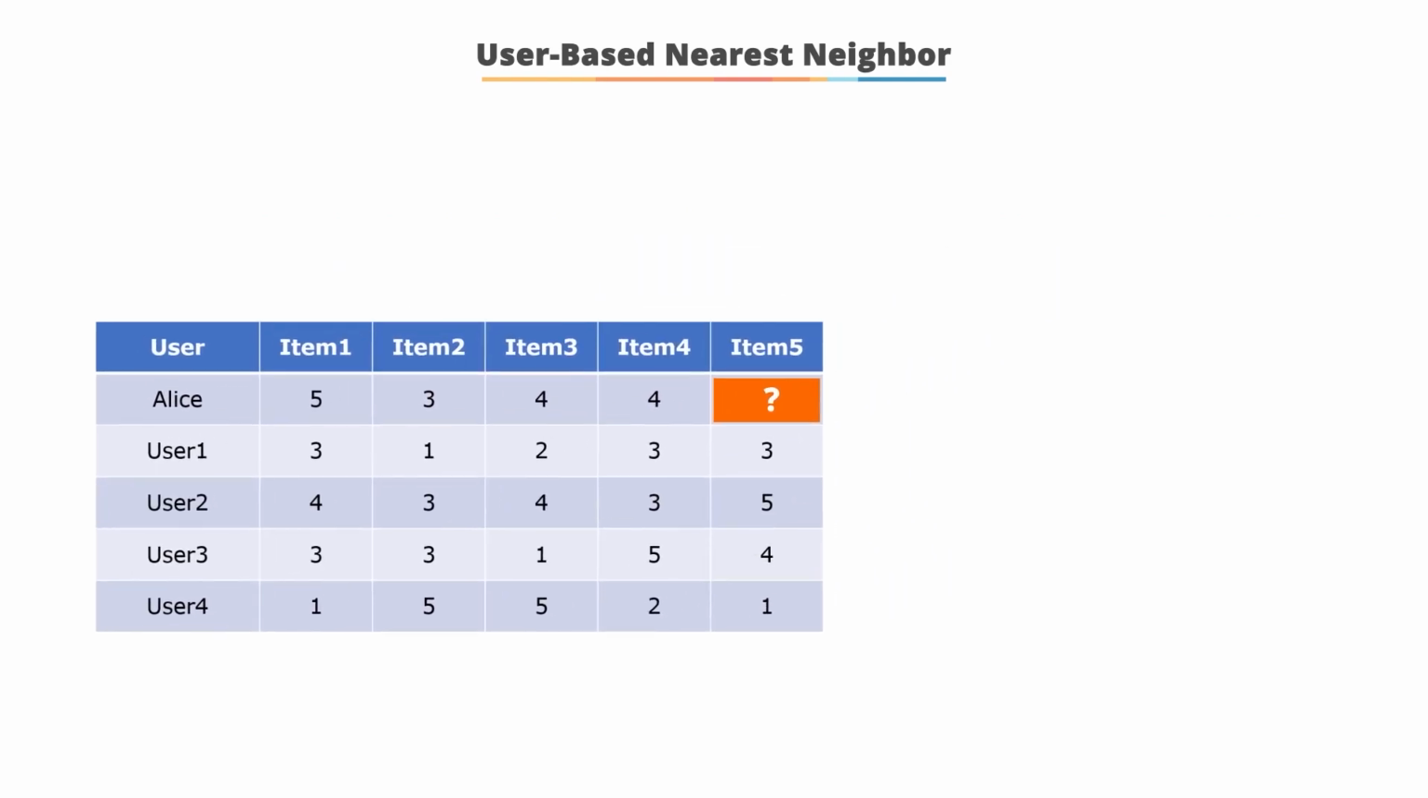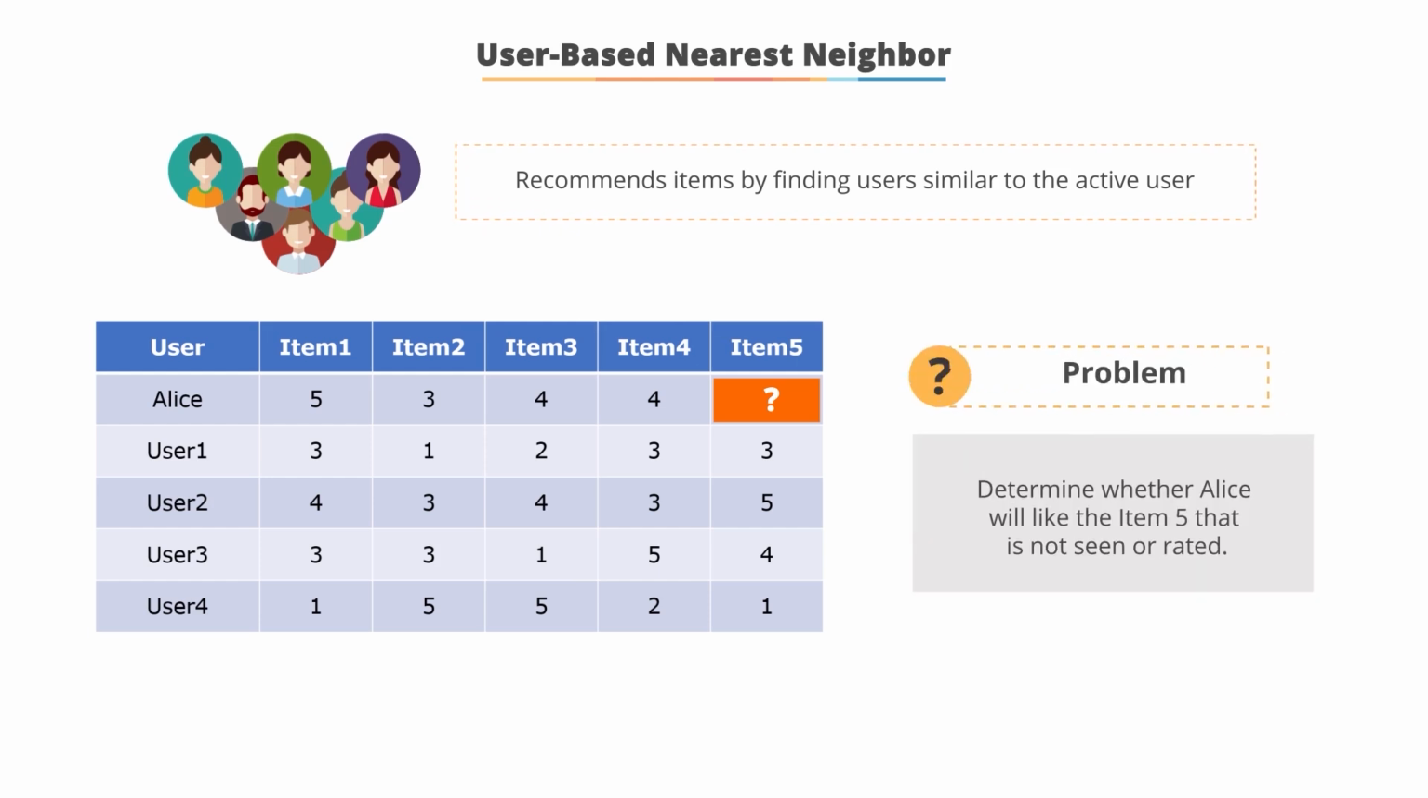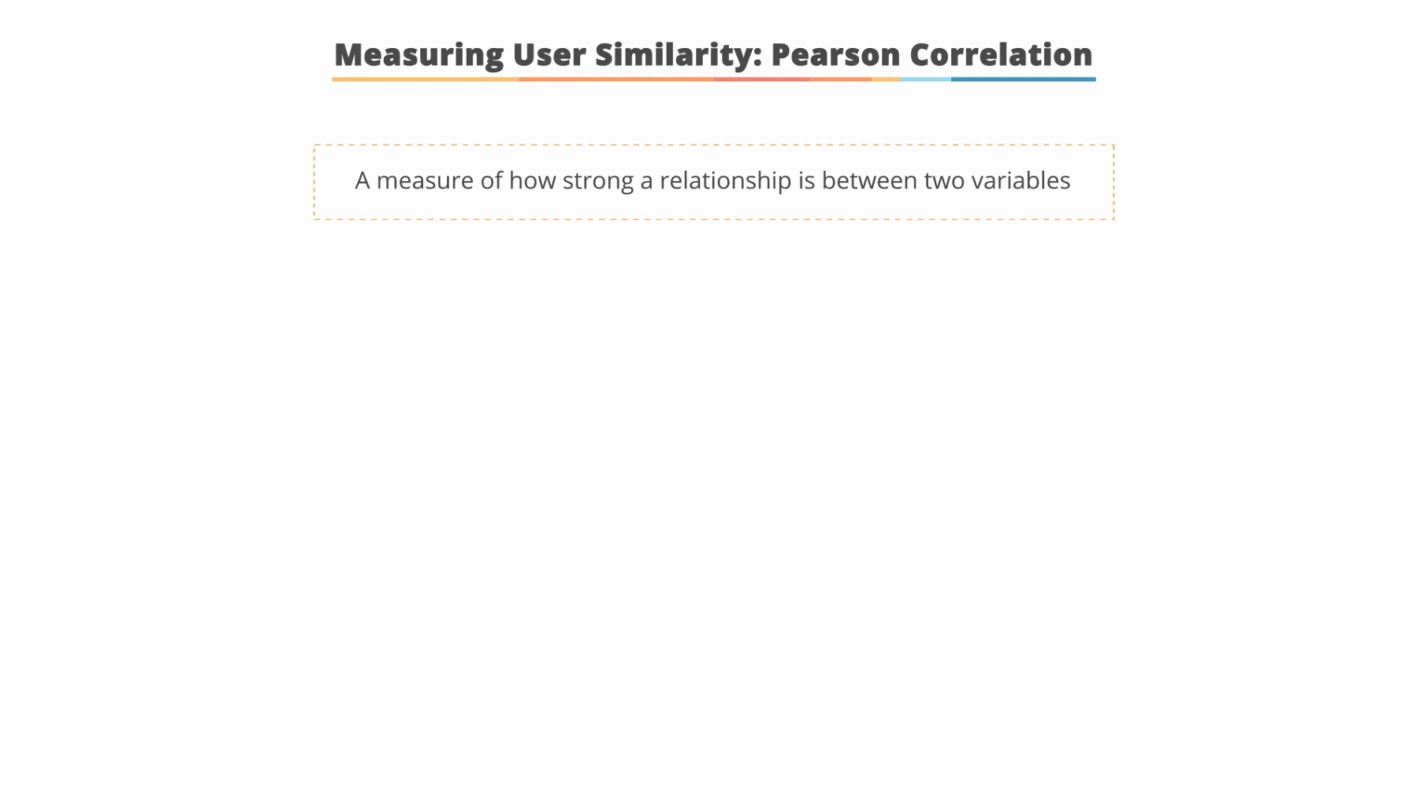User-based collaborative filtering recommends items by finding users similar to the active user, as in the given example. Based on other users, you need to determine whether Alice will take the item, Buy 5, which is not seen or rated by her. Let's understand how you can measure user similarity using Pearson correlation.